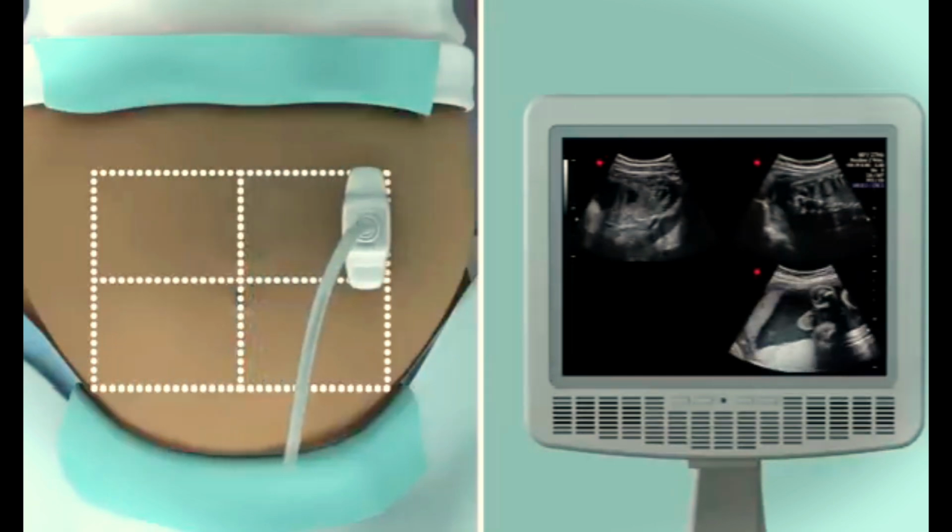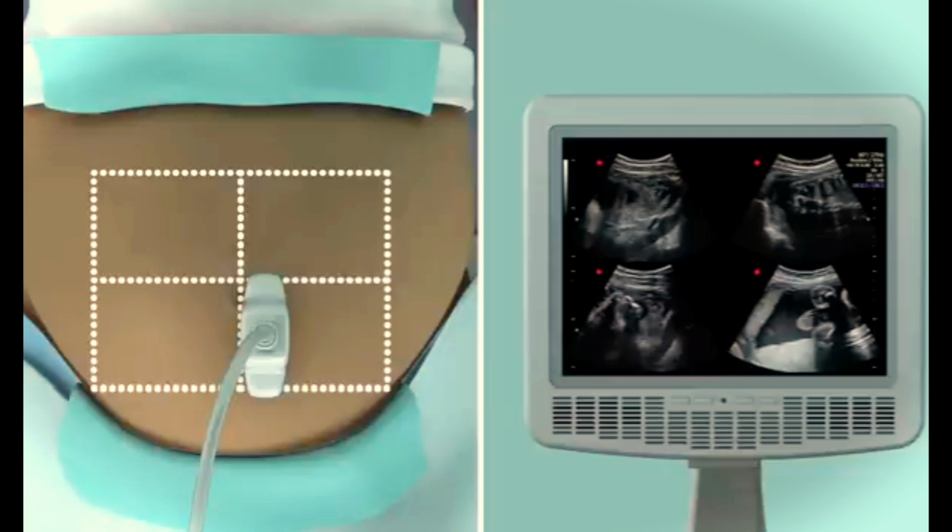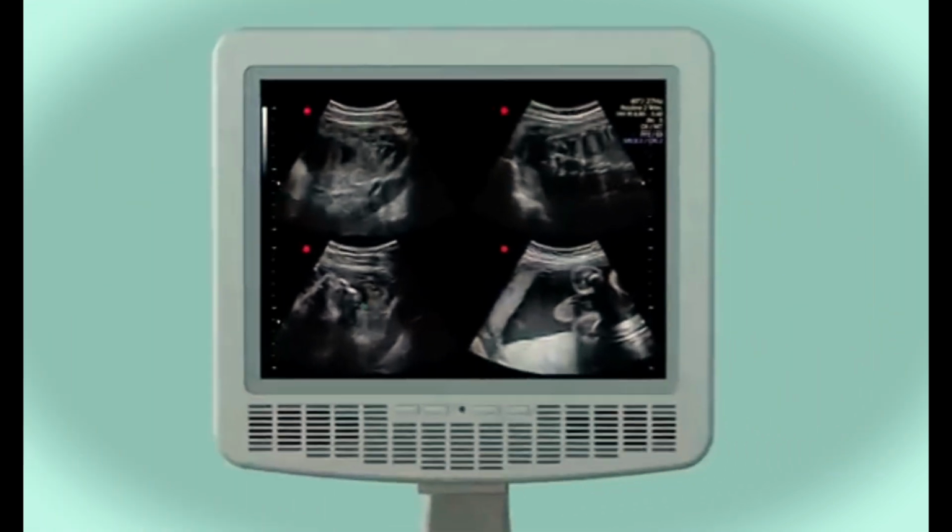Identify the deepest vertical pocket of amniotic fluid in each that does not contain any fetal parts or umbilical cord, and measure by placing the calipers at 90 degrees to the horizontal.